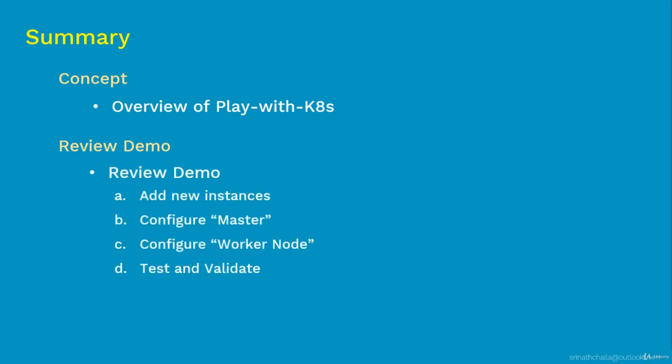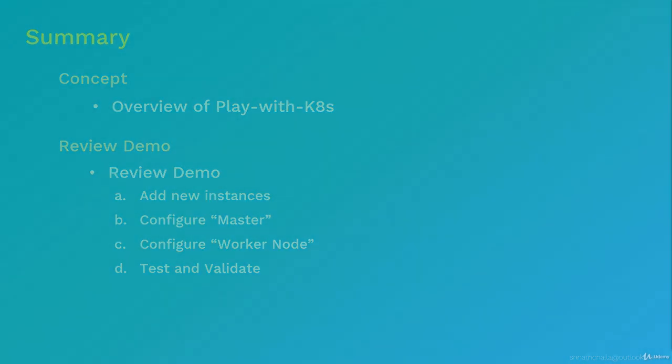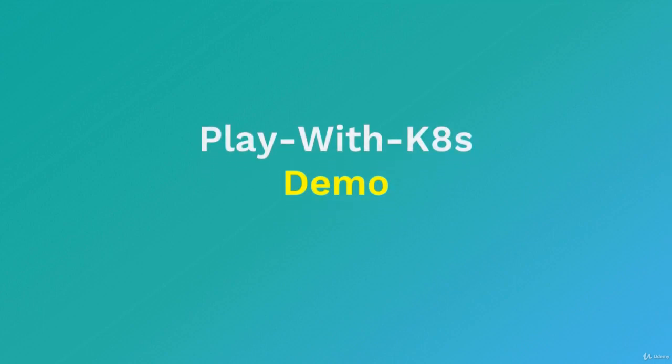First, we created the nodes which are part of the Kubernetes cluster. Then, we configured one of the nodes as a Kubernetes master. After that, we configured one more node as a worker node and joined this worker node to the master. And finally, we deployed a sample application and tested to make sure everything is working as expected. And that's all about Play with K8s in this demo. And now coming up, the actual demo of Play with K8s, where we will perform the exact steps that we just discussed in the review demo section.